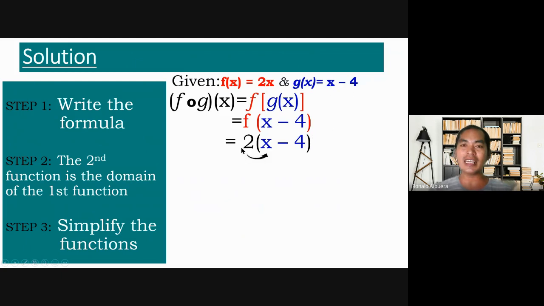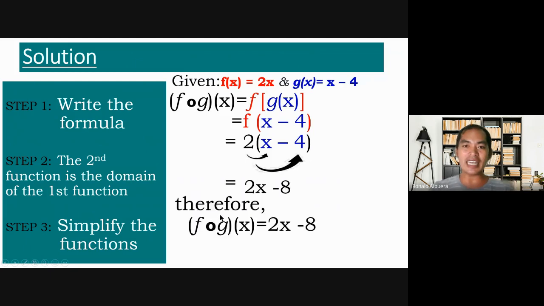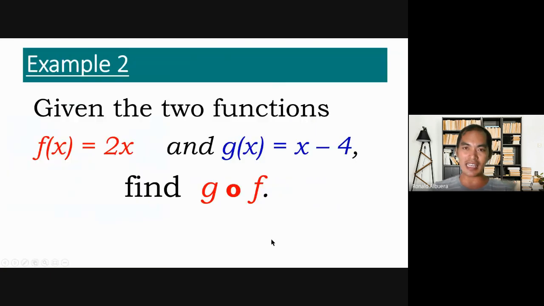And then, we distribute kasi times siya. 2 times x and then 2 times negative 4, which is negative 8. Yan ang sagot. And f circle g of x equals 2x minus 8.